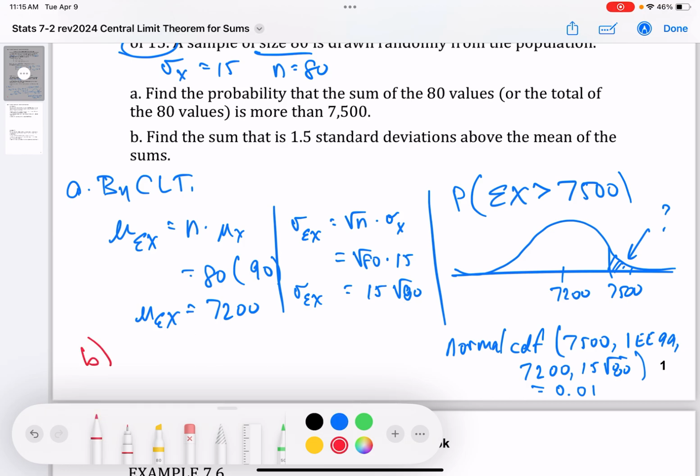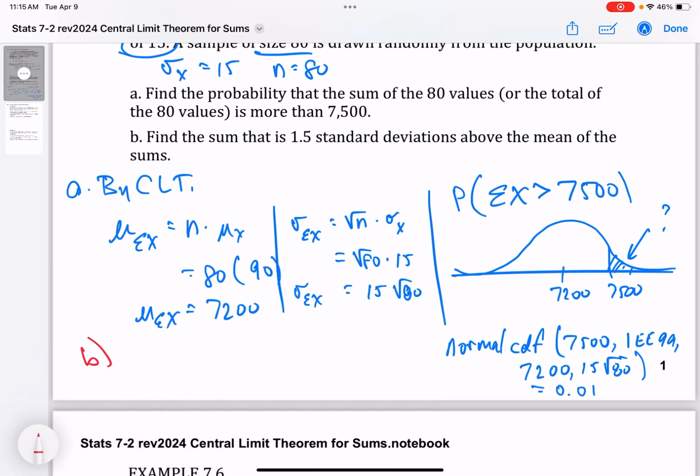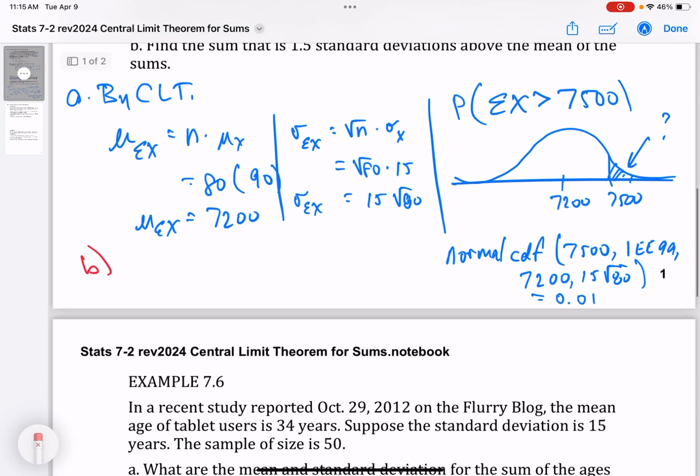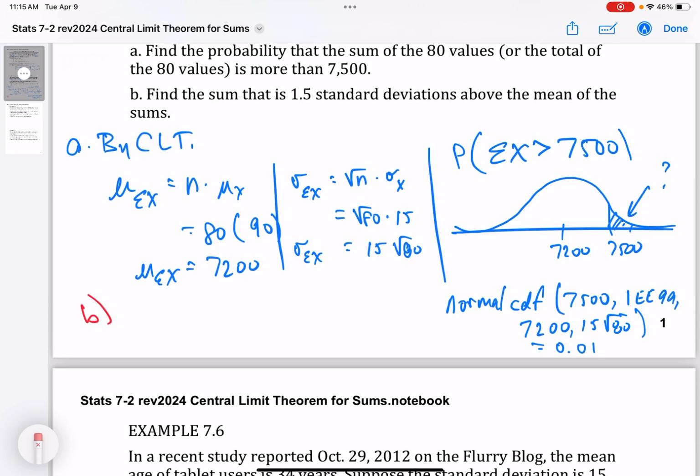So it's on part B. Find the sum that is 1.5 standard deviations above the mean of the sums. So we want 1.5 standard deviations above the mean. So let's see. We want whatever our mean is, so let's do mu of the sum here plus 2 standard deviations. So we want 2 times the standard deviations of sigma x.